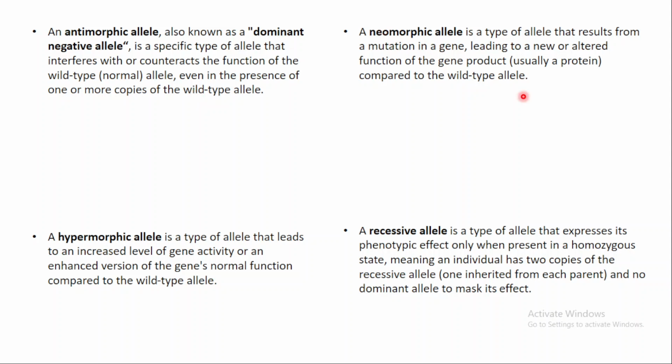And a neomorphic allele is a type of allele that results from a mutation in a gene leading to a new or altered function of the gene product compared to the wild type allele. So a neomorphic allele is a mutation which will create a new product altogether. Mutation in a gene leading to a new or altered function of the gene product. And a recessive allele is a type of allele that expresses itself only when present in the homozygous state.